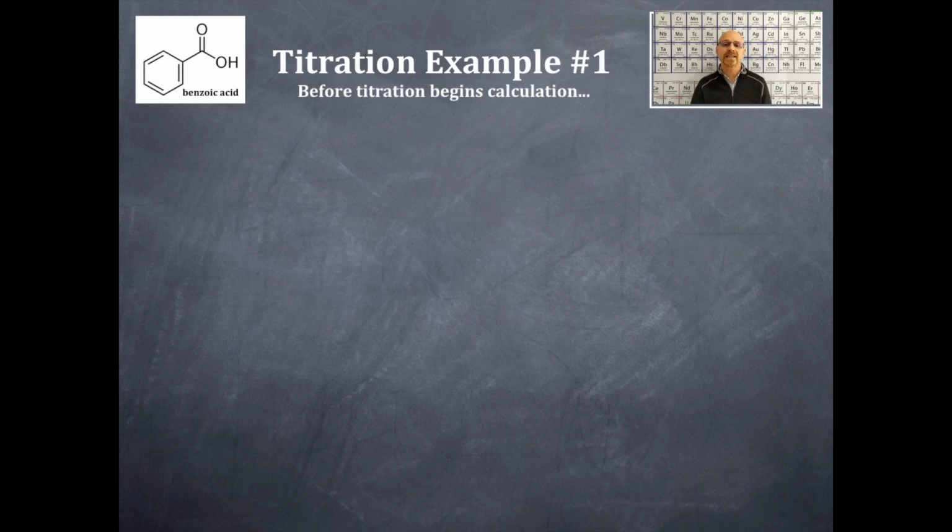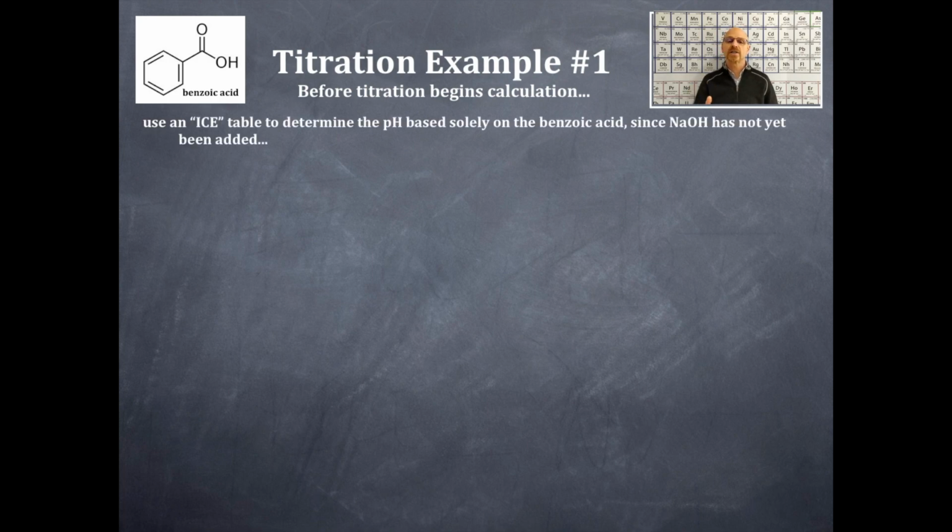All right, so let's start off with this first calculation. So, the before titration begins calculation, let's do that. We're going to use an ICE table to determine the pH based solely on the benzoic acid, since we haven't added any sodium hydroxide, that's the strong base, at this point in time. Now we need to write the equation. So this is benzoic acid, and hopefully you remember back to the equilibrium unit, and then back to the beginning of this unit, of writing the conjugate pairs.